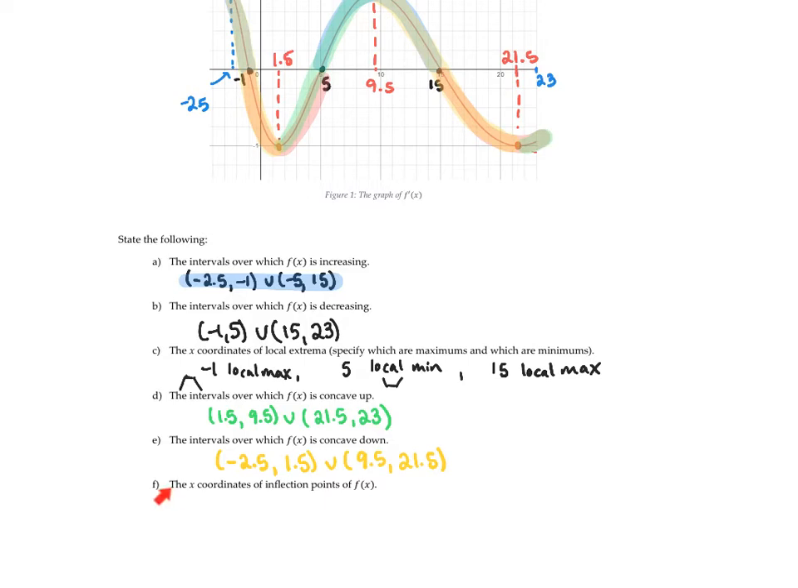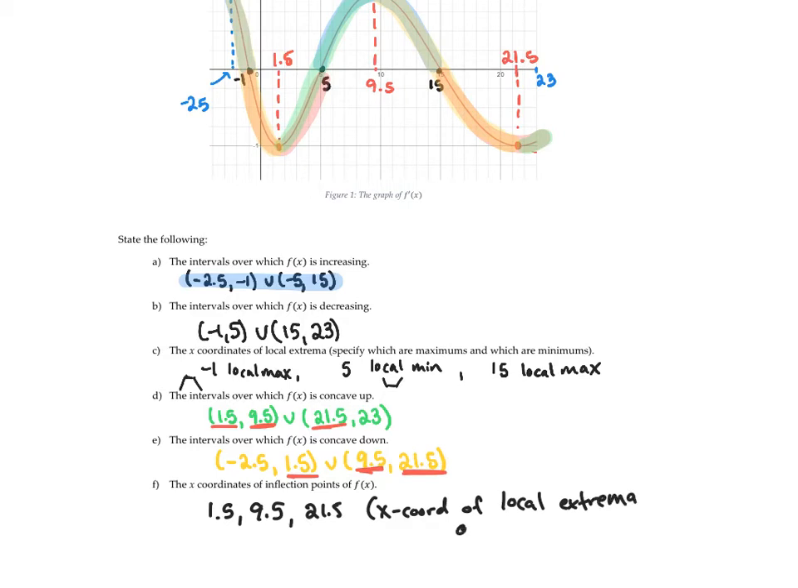And then the last answer is the x coordinates of the inflection points. The inflection points are any places where the function changes concavity. So I can see that D and E share an endpoint of 1.5. That is where it changes from concave up to concave down. And then also 9.5 is shared between them, and 21.5 is shared between them. So the x coordinates of our changes in concavity are going to be 1.5, 9.5, and 21.5.